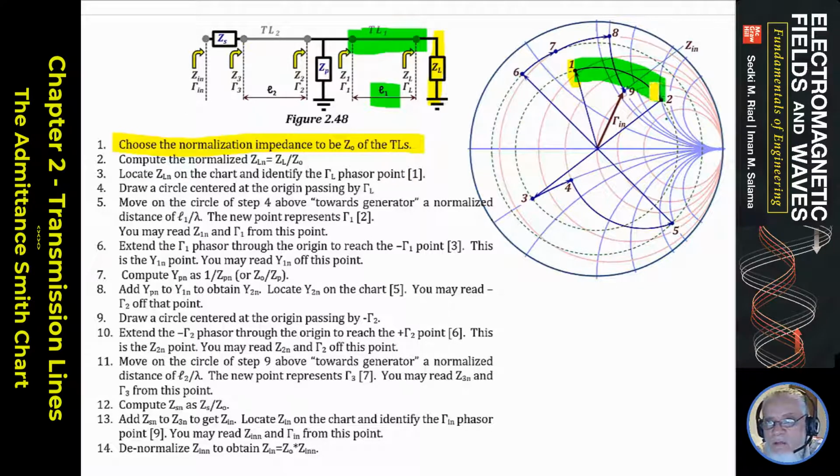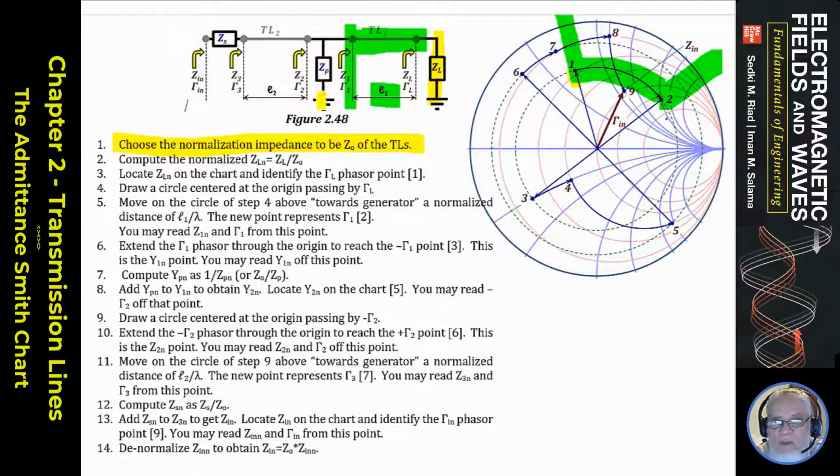All right, and obviously, you are going to read those numbers on the scale that is designed for that. Right here on the outside circle, there will be a scale that will tell you how much lambda fraction you move, and the motion obviously is towards the generator, so we're moving in this direction. So this is where we land. 0.2 is right there.